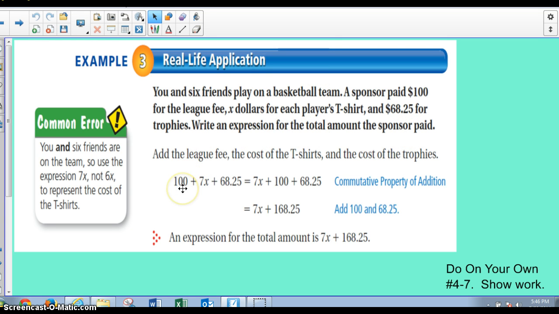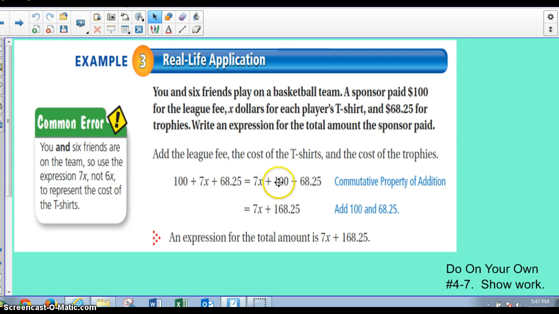So you have $100, okay, plus t-shirts. Each player's t-shirt, we don't know what that is, so it's X, but how many players are there? 7. So 100 plus 7X, 7 players get a t-shirt. We don't know what the cost of that is. Plus $68.25 for trophies. All right. So what is the first thing we're going to do? We're going to do the commutative property. And why did we do that? Because we want to get X by itself. We do have 2 whole numbers we are working with. All right? 2 whole numbers.